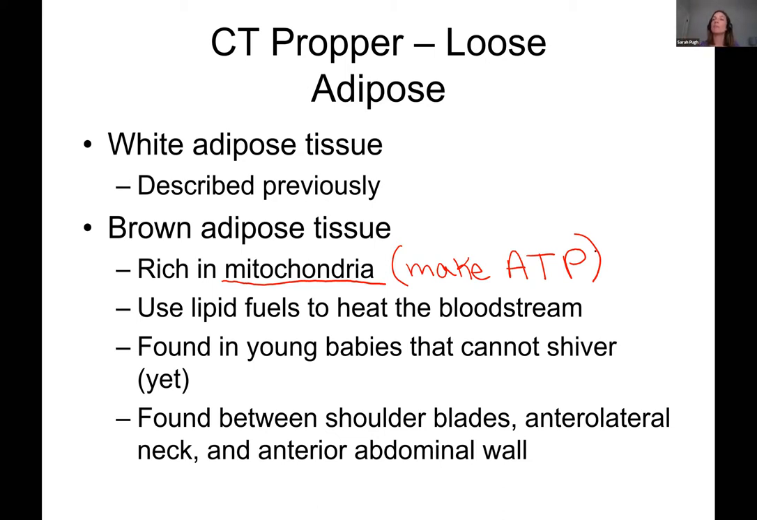And so it burns through the fat a lot faster. So in babies, we find it in their shoulder blades, the anterolateral neck, so kind of on the sides of the neck of a baby, and in their abdomen. My little boy, he's 8 now, but he looked like a little beer belly when he was a baby, big old belly. And so this is just helping them to heat their body. And brown adipose tissue burns really fast.